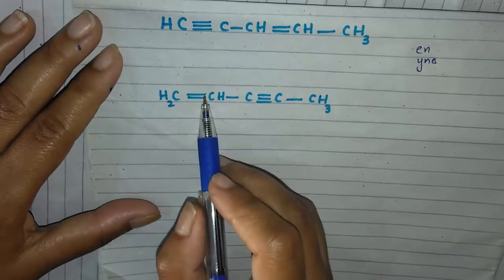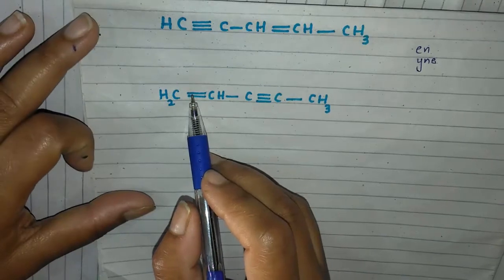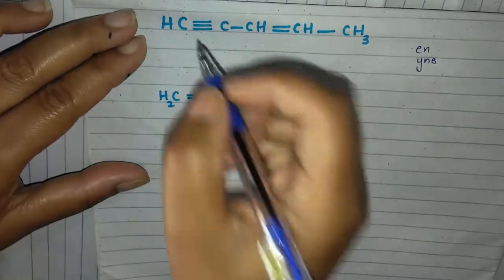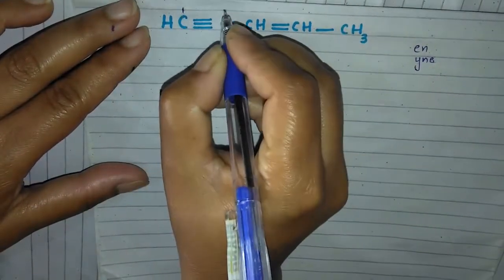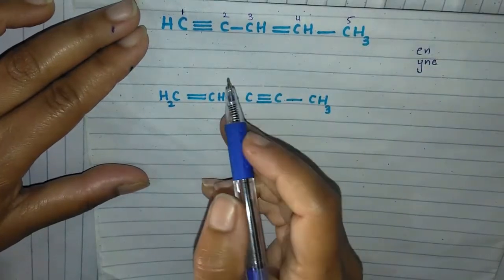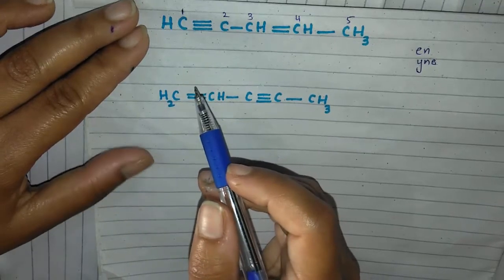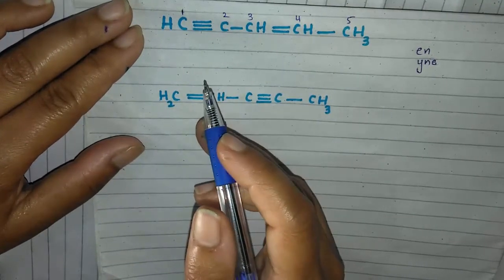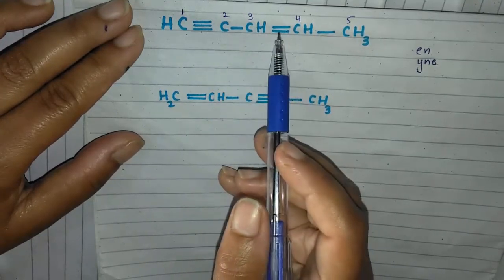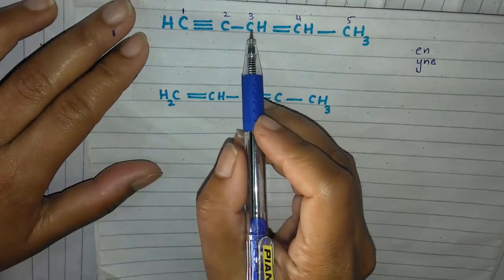Single bond is present, and in this case the double bond is getting the least number. So we will start numbering from here. Again a single bond is present. Okay, in this case start numbering 1, 2, 3, 4 and 5. If we write the name of this compound, then we have to indicate the position of the double and triple bond. In this case, the double bond is present at the third carbon.